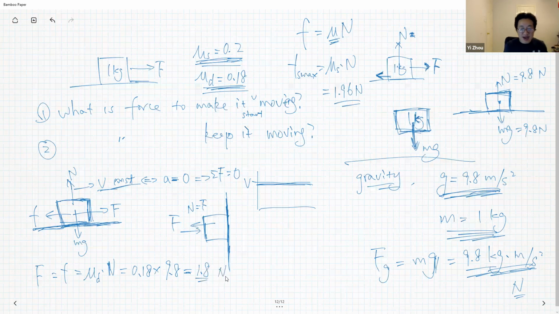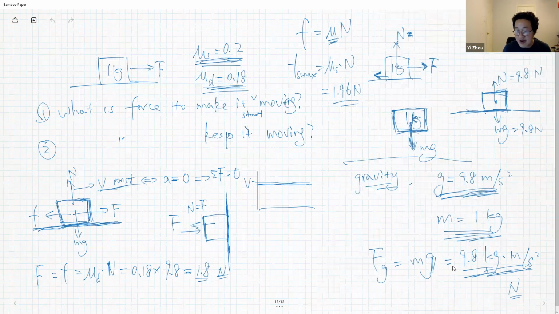So that's the question. If you are not familiar with the concept of friction, maybe we can do a little more examples or read a book about friction. Okay. All right, thank you, Tracy.